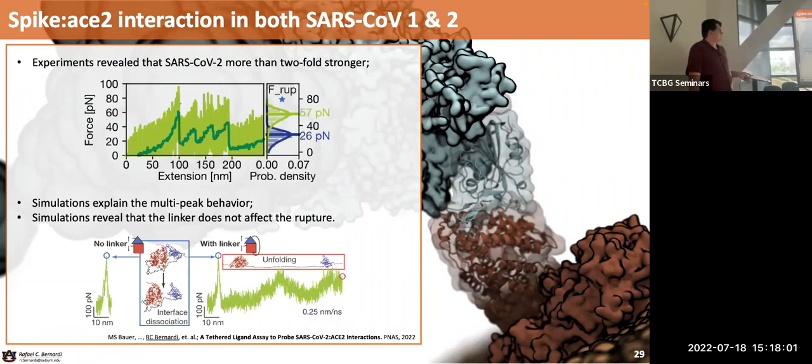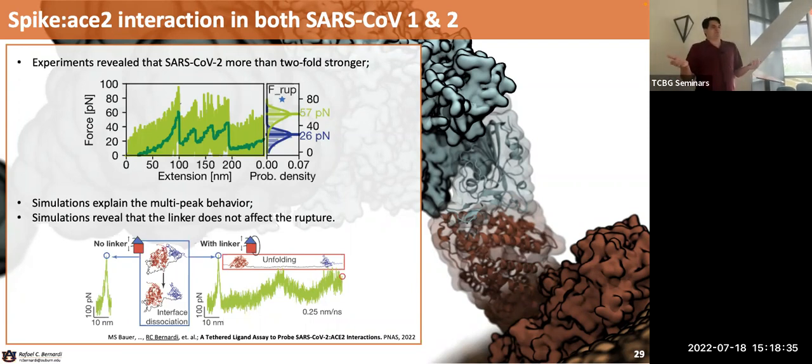Okay, so the first results we got are kind of hidden here. The difference between the green plot and the blue plot is that for the green one, you're looking at SARS-CoV-2, and for the blue one, you're looking at SARS-CoV-1. So over the years, the coronavirus became stronger. It's harder to break the complex of SARS-CoV-2 than the complex of SARS-CoV-1. It's more than a twofold difference, which seems amazing. But is that important for the virulence? We don't know, but that could be one of the points.